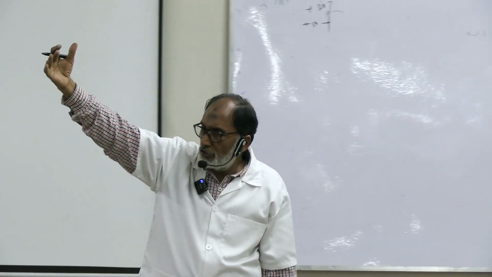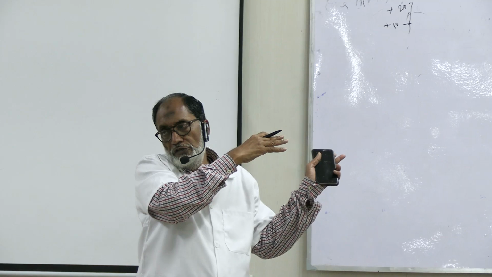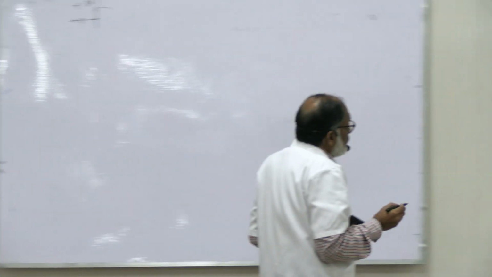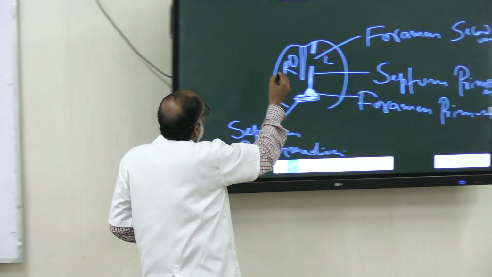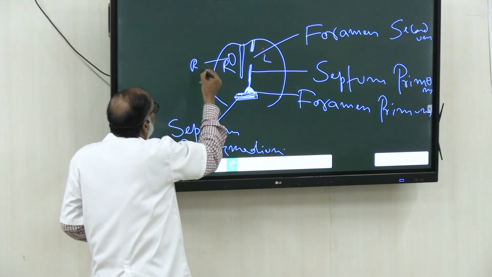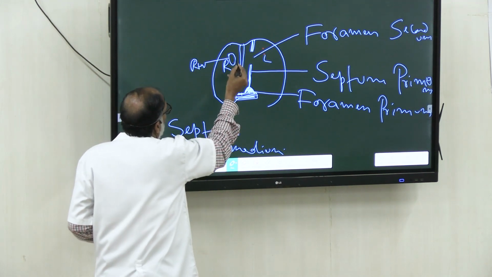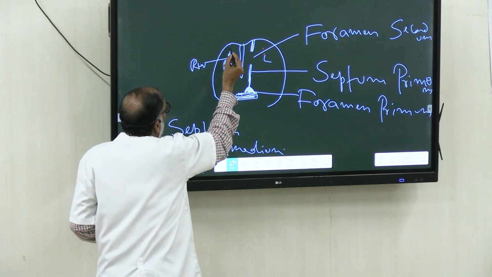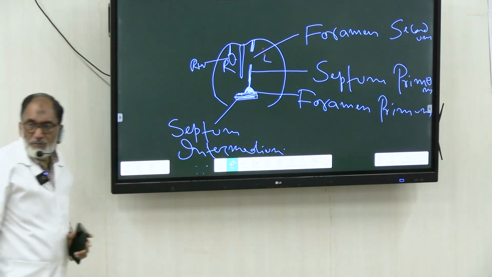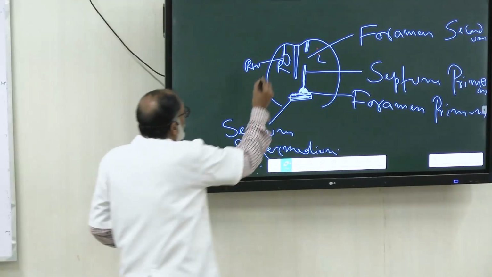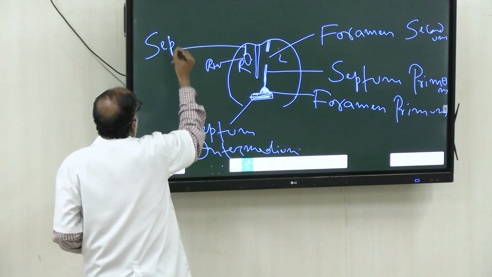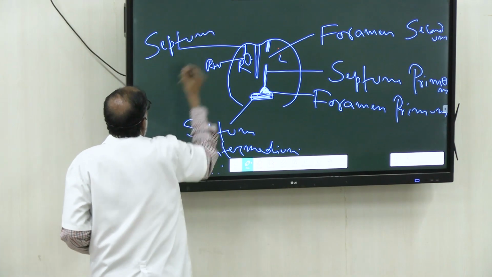We did not see the sinus venosus opening at first, but that opening has ultimately come here, understood? That opening has two valves. It is the right valve and the left valve, and the two valves will meet to form the septum spurium. Septum spurium.